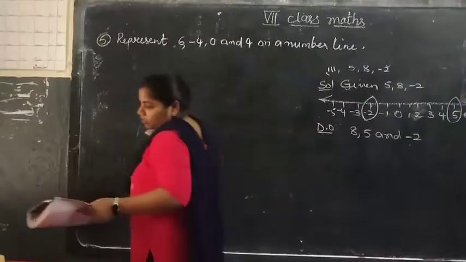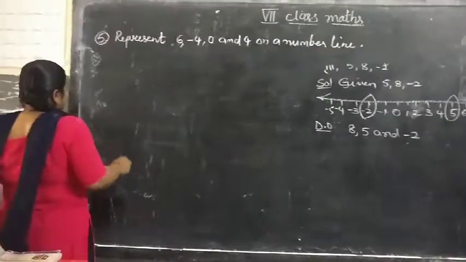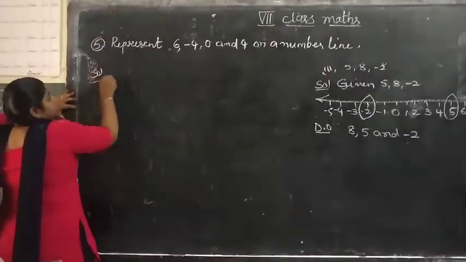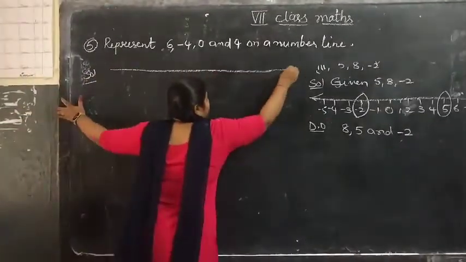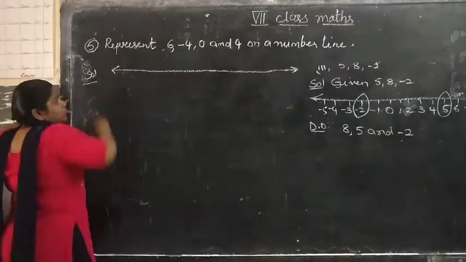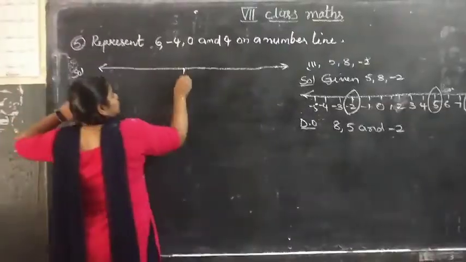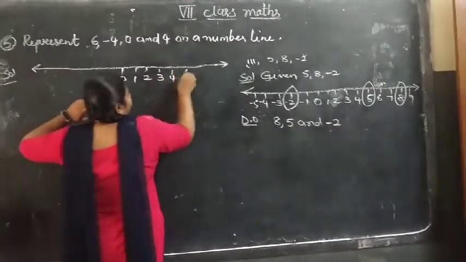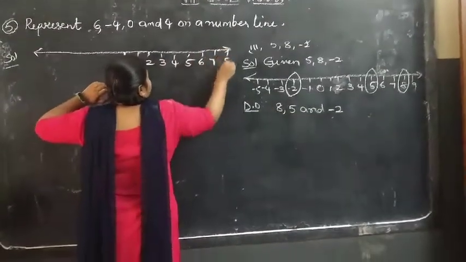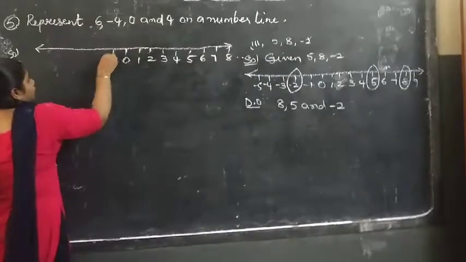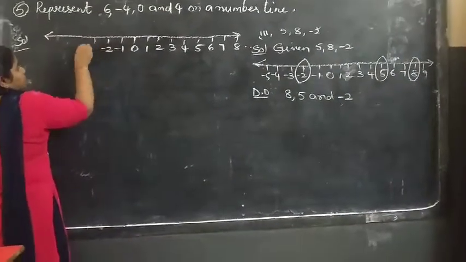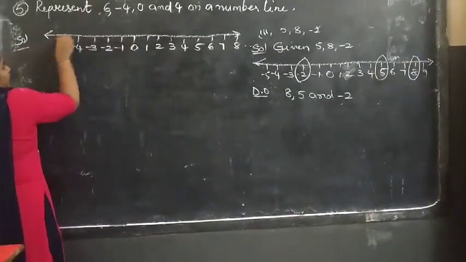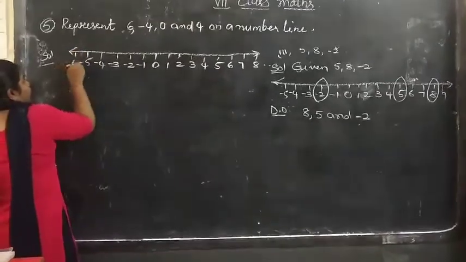So for integers, how can you write the integers number line? We will have positive numbers, negative numbers along with 0. So 0, 1, 2, 3, 4, 7, 8 and so on. And in negative numbers, -1, -2, -3, -4, -5, -6 and so on.